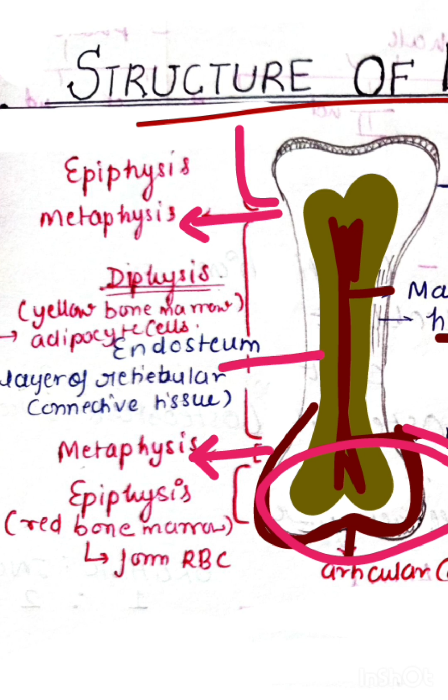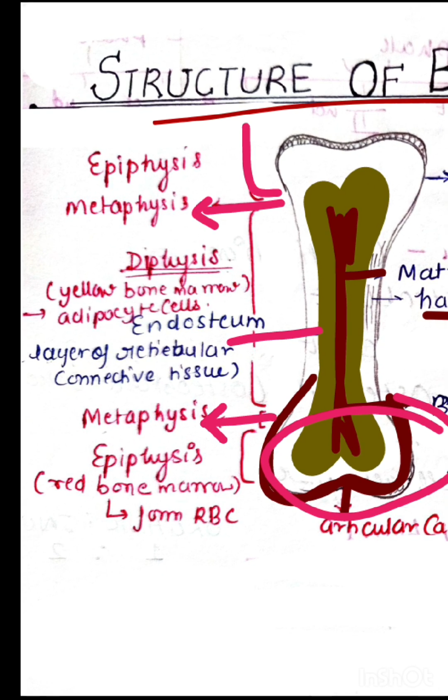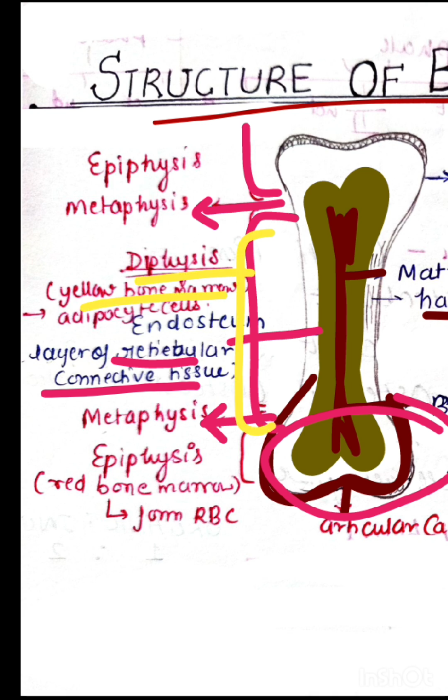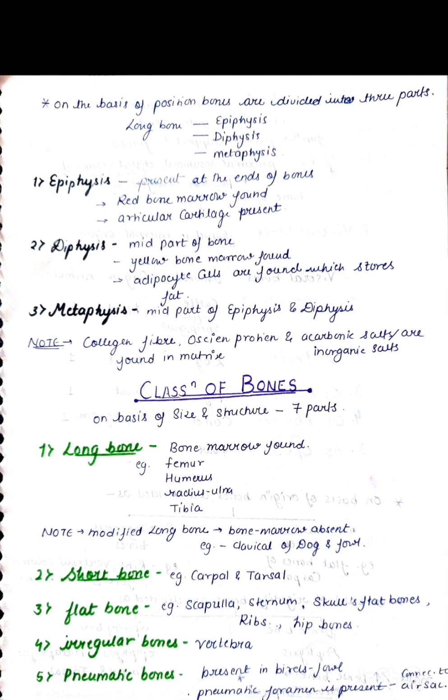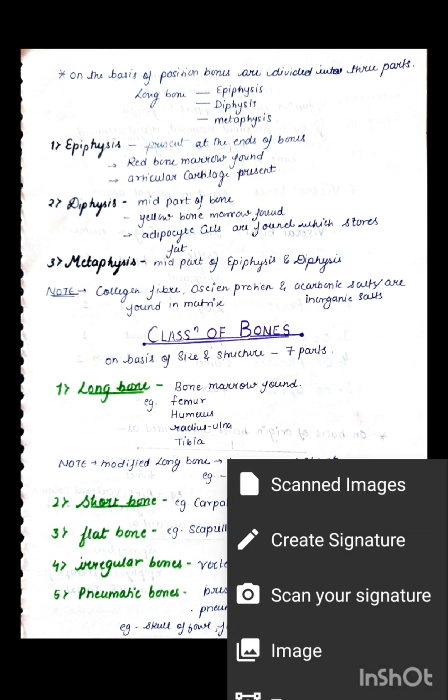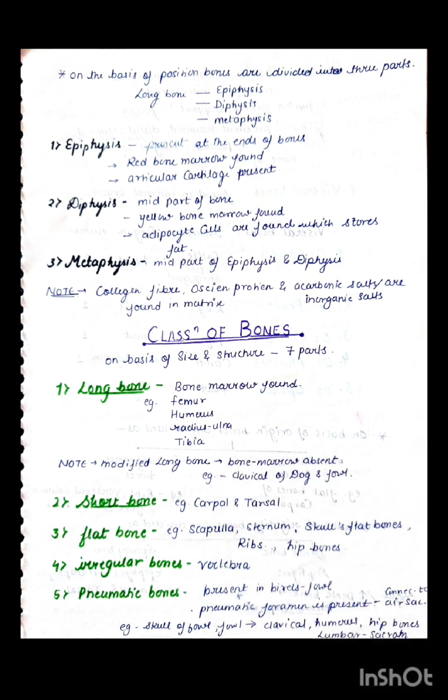This is the endosteum, and this is the layer of reticular connective tissue. Here these connective tissues are present, and this part is known as diaphysis, which is the middlemost part of the bone. Yellow bone marrow is present in this, and adipocyte cells are present. So our bone structure is completed. Now we study the bones in notes form.